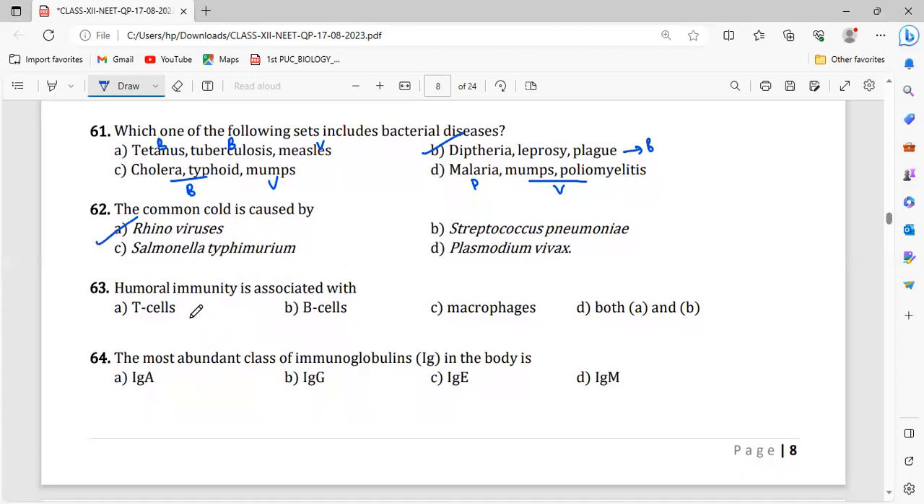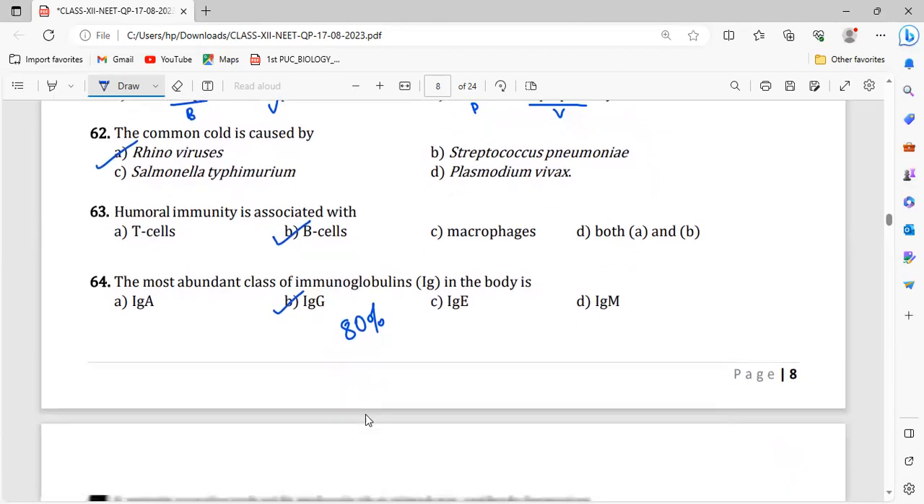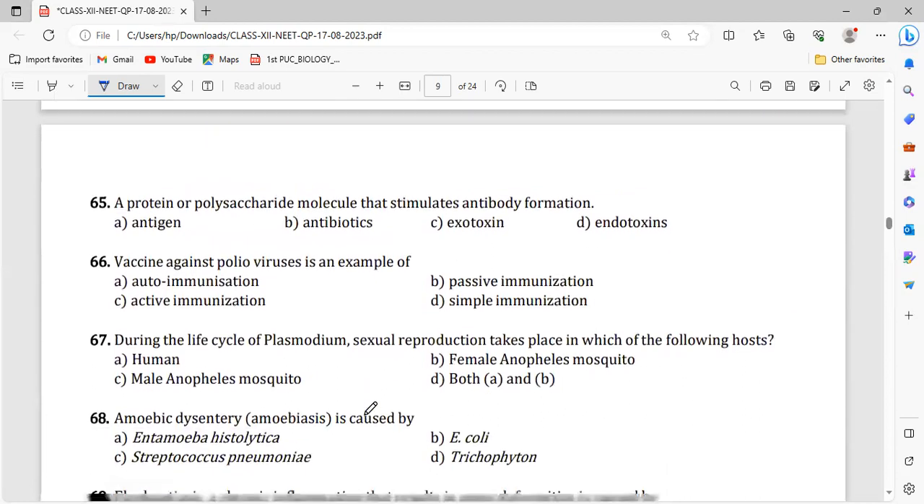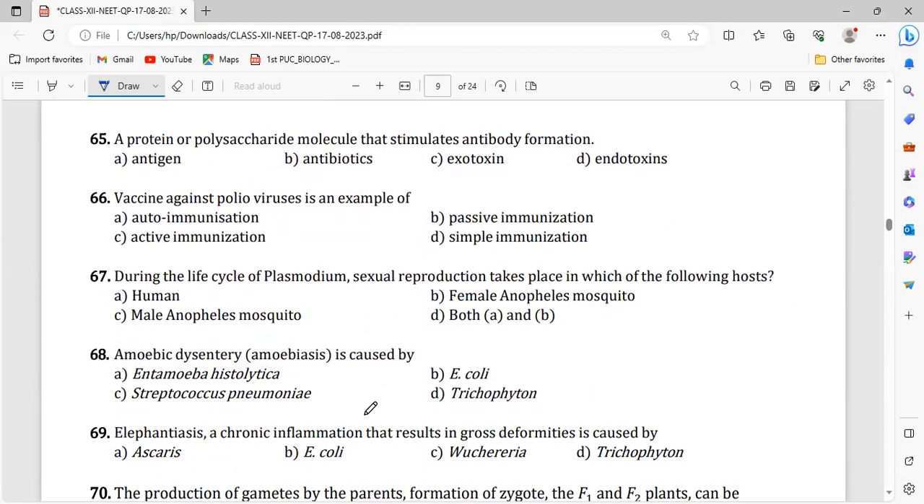Humoral immunity. Again, a direct question, it is the B cells. B cells will produce antibodies. Antibodies will mediate humoral immunity. Then the most abundant immunoglobulin is IgG. 80% of the immunoglobulins in our blood are IgG. Then 65. Protein or polysaccharide molecule that stimulates antibody production. Antibody will be produced because of antigen.